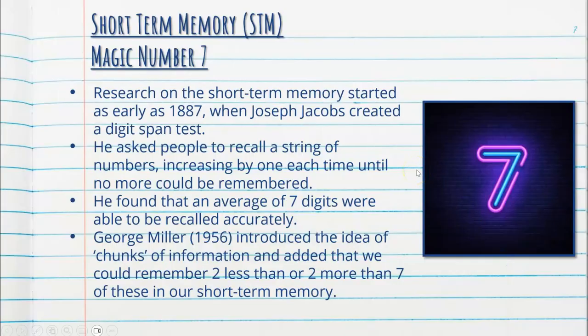Okay, so looking at magic number 7, still within the short-term memory store. Research on short-term memory started as early as 1887, when Joseph Jacobs created a digit span test. This is similar to the ones that we've done in class. He asked people to recall a string of numbers, increasing by 1 each time until no more could be remembered. He found, along with other research since then, that an average of 7 digits were able to be recalled accurately. Miller introduced the idea of chunks of information and added that we could remember 2 less than or 2 more than 7 of these in our short-term memory. This is, of course, on average.